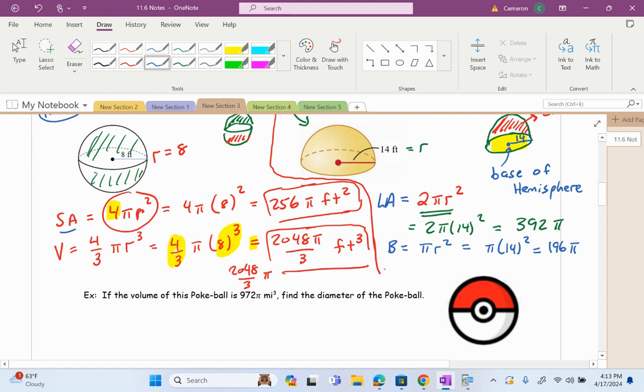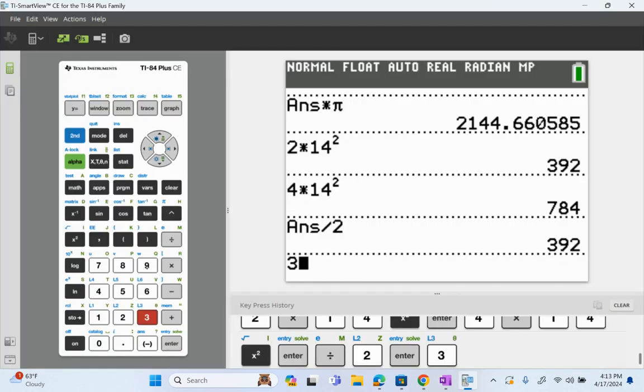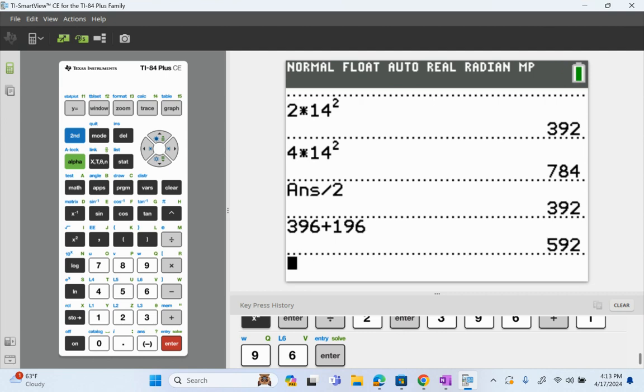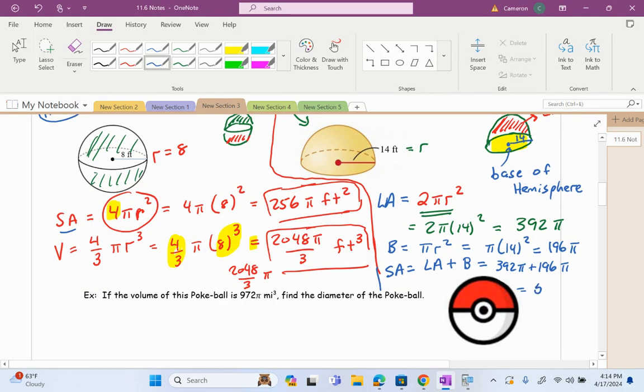And then to get the total surface area, I just add them up. It's the lateral area, the rounded part, plus the circular base on the bottom. So 392 pi plus 196 pi equals, let's add those coefficients, 392 plus 196 gives me 588 pi. And this would be feet squared for area.